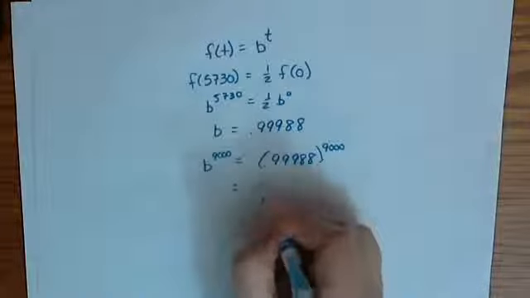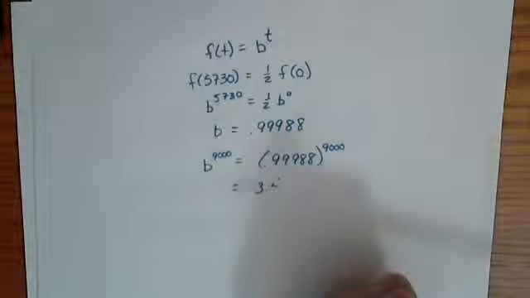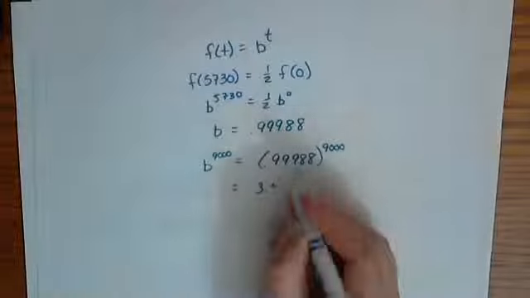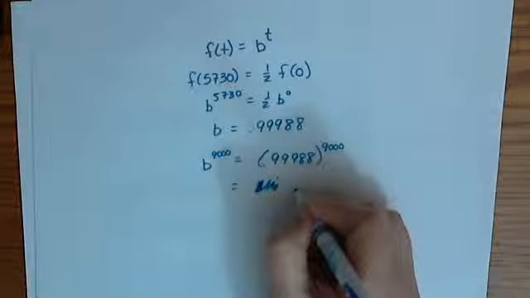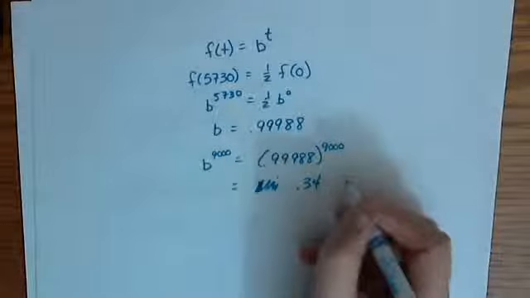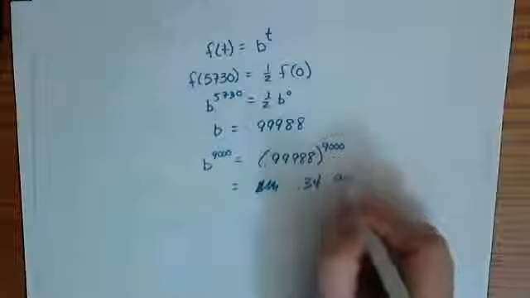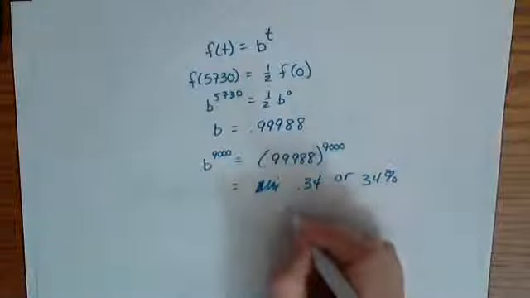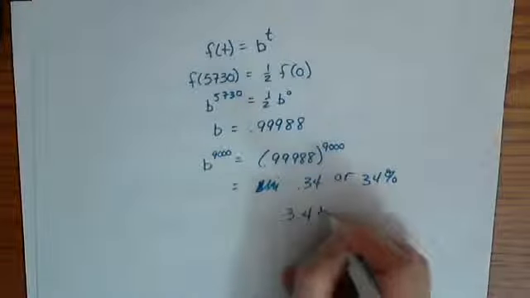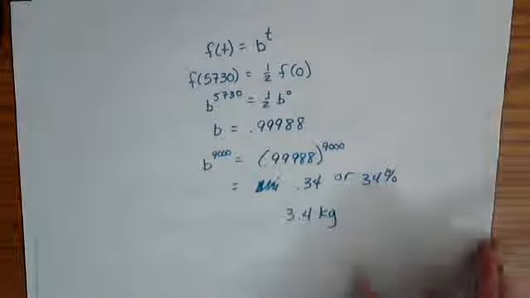and we should get an answer of about 0.34, or 34%. And if we multiply that by our 10 kilograms, we will get 3.4 kilograms that are actually left after the 9,000 years has expired. Okay?